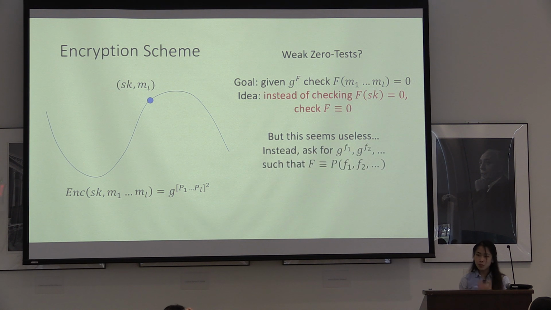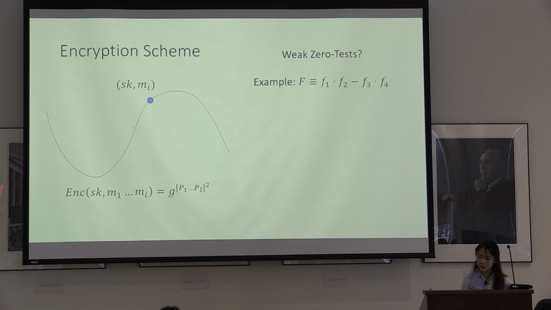So instead, our scheme does something that's a little delicate. What we do is we ask for encodings of several different polynomials, say f sub 1, f sub 2, and so on, such that these polynomials together are equivalent to the f that we're interested in. And as an explicit example, you could think of f being f1 times f2 minus f3 times f4. We're going to ask for the encodings of these 4 polynomials.